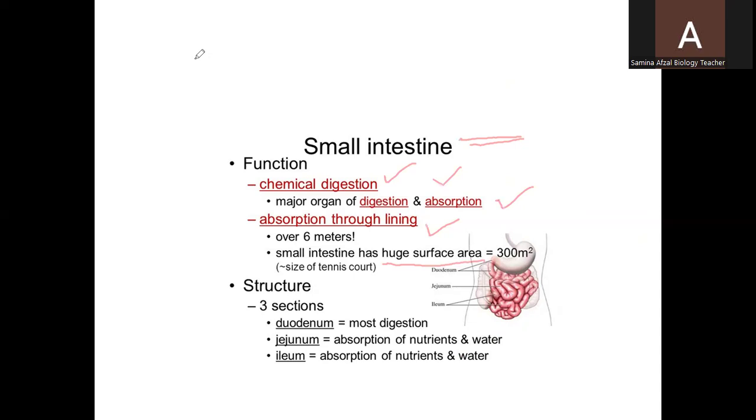So the structure of the small intestine is mainly divided into 3 parts. They are duodenum, jejunum and ileum. You can say most of the digestion takes place in the duodenum. In the jejunum, the absorption of the nutrients and water takes place. And in the ileum, again, the absorption of nutrients and water. So the 3 parts of the small intestine have different functions. Duodenum, where most of the digestion takes place, and the other 2 parts help in the absorption of those nutrients.